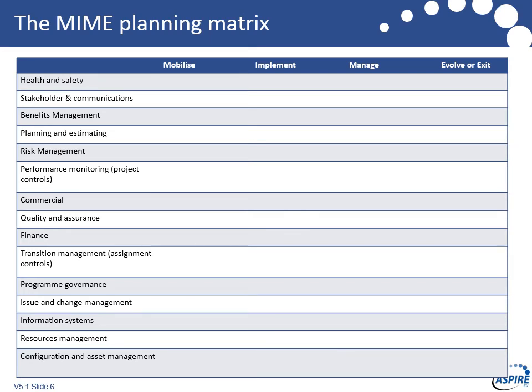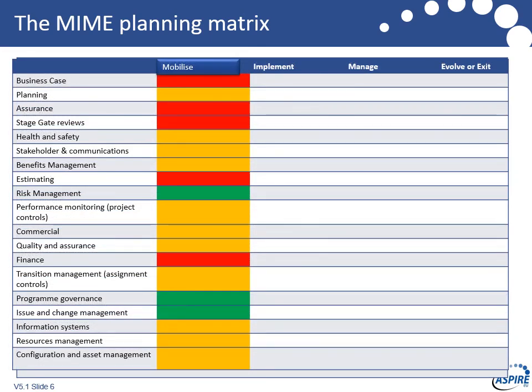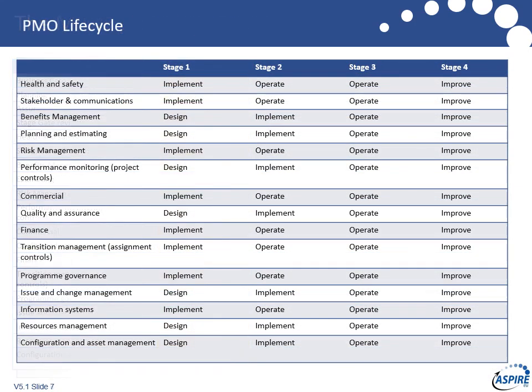And so you can go through and start to build your plan here by going, well, the ones we're going to mobilize first will be the reds. Well, we didn't have a business case, we don't do stage gate reviews or assurance. Those are quite important ones if you want to gain control. Maybe we're very poor at estimating and financial control. So those are reds, we're going to do those first. The green ones, risk, program governance, issue management, maybe we've got those under control, so we don't have to prioritize them. But in our first wave, that's how we would go. And so we can then use that to develop an implementation stage plan.